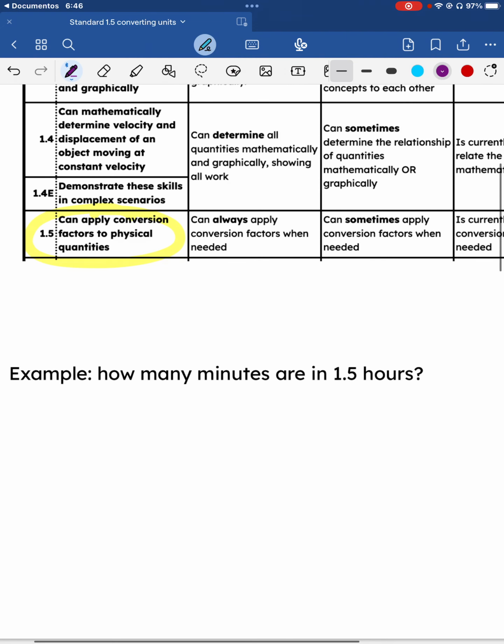If I ask you the question, how many minutes are in 1.5 hours? I bet without too much thinking, you realize, oh, that's 90 minutes in an hour and a half. All right, but how would I show that mathematically? I would show that mathematically using conversion factors. Conversion factors are the same quantity in different units.